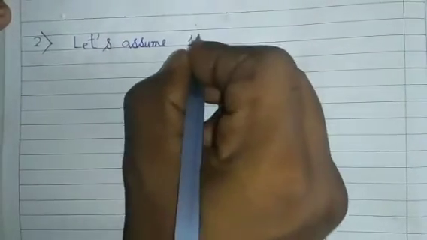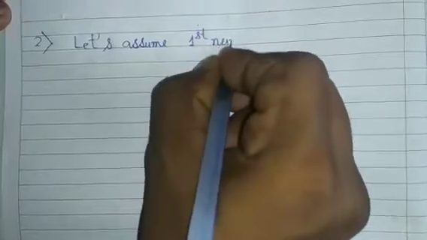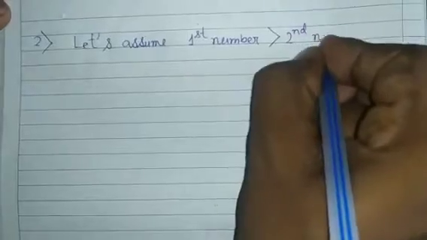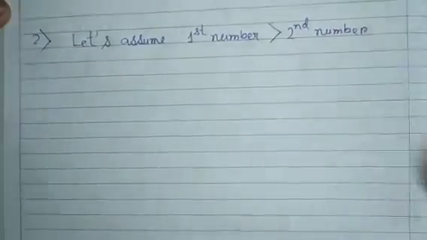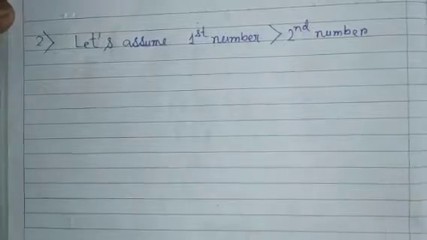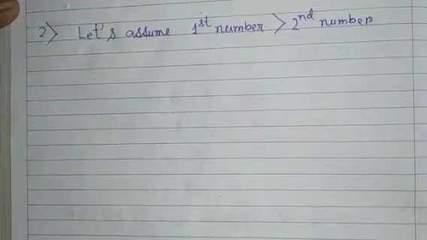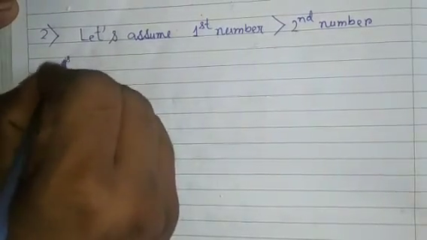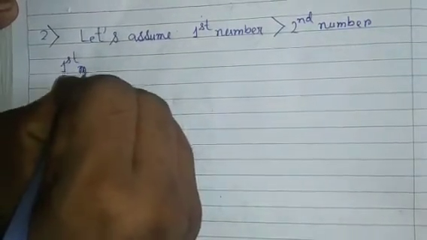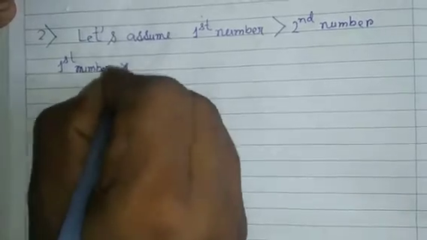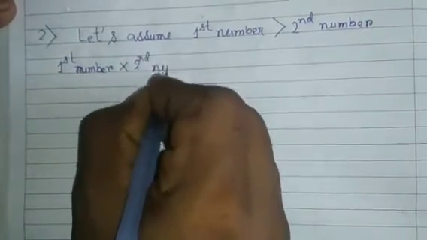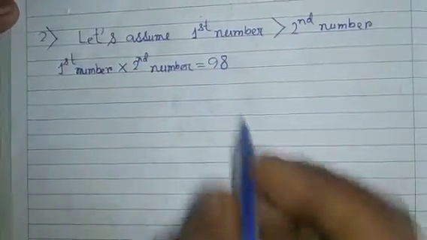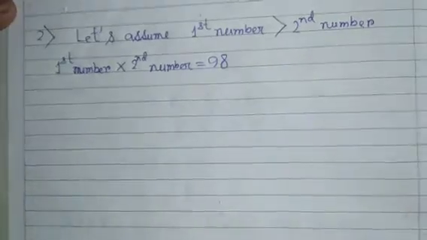So let's assume that the first number is greater than the second number. First of all, we are assuming this, okay? Now, our first condition is the product of two numbers is given as 98. That means first number multiplied by the second number is given what? 98.